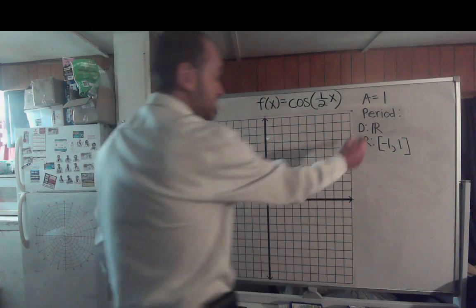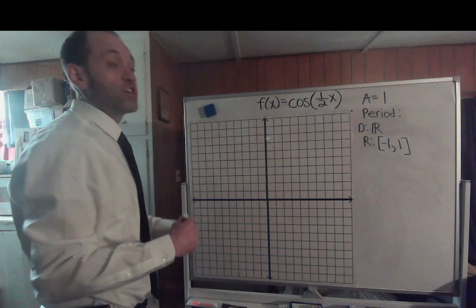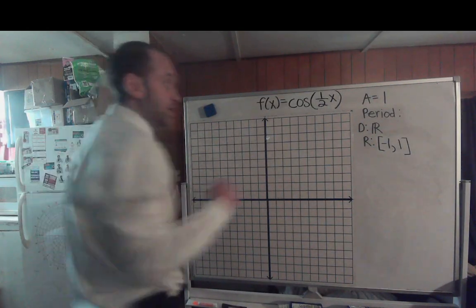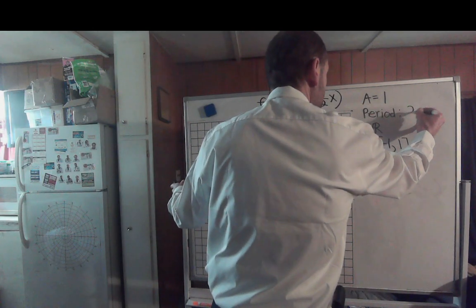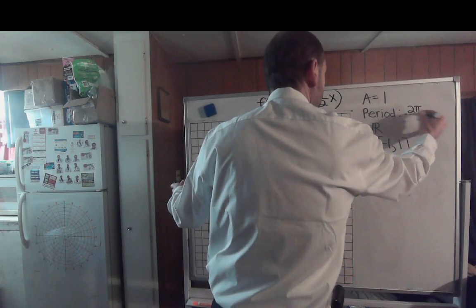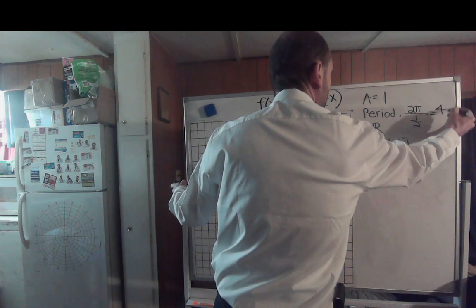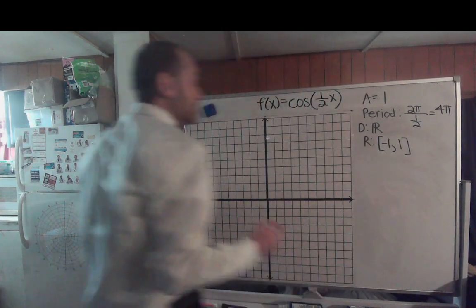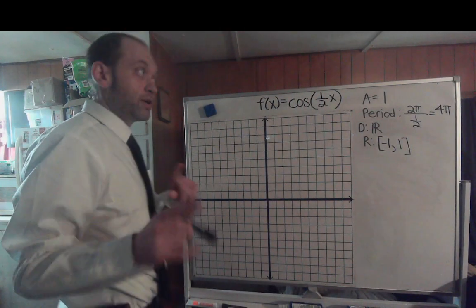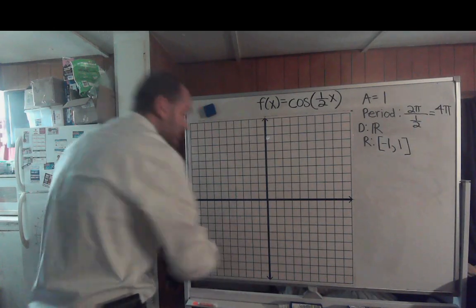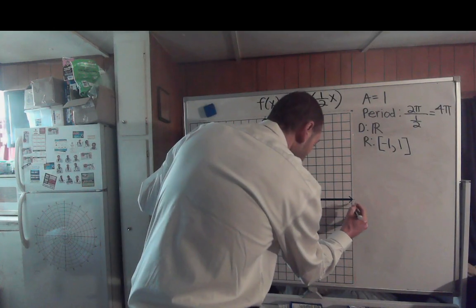The domain's still all real numbers. That hasn't changed. However, the period's changed because of that coefficient on the x. You would take 2 pi and divide it by 1/2. You should actually get a period of 4 pi. So one period this time is 4 pi. So let's label all those points here.